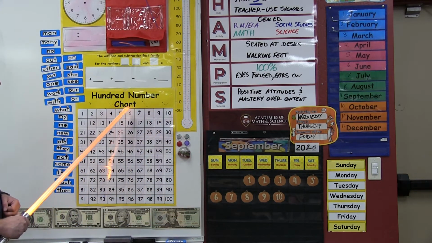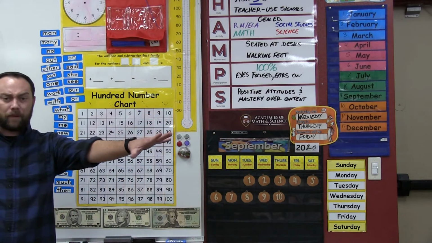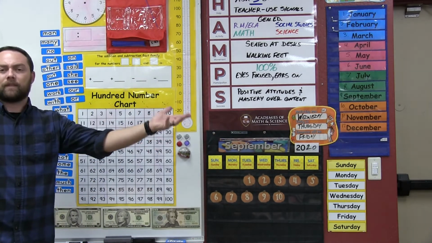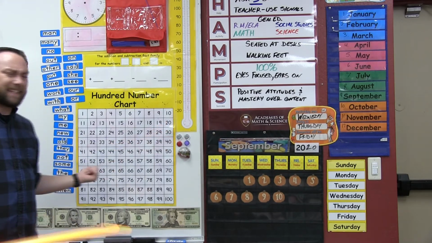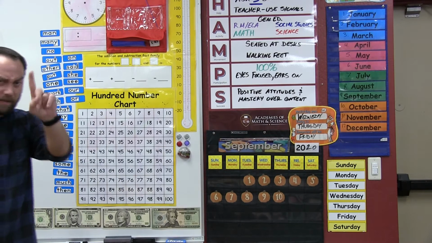Go. 5, 10, 15, 20, 25, 30, 35, 40, 45, 50, stop. That wasn't so hard. That was easy. That took us like 5 seconds. Let's try this again. One more time. Here we go.